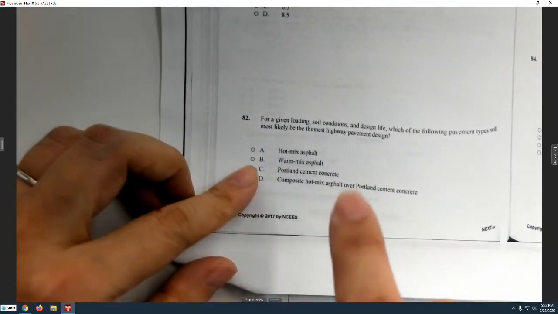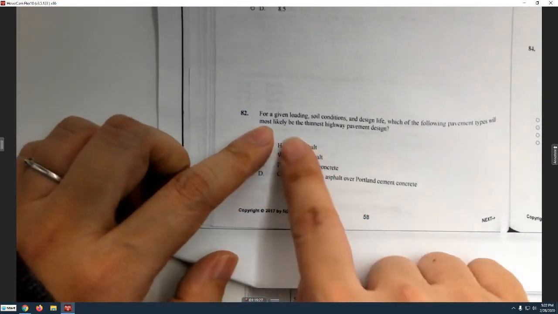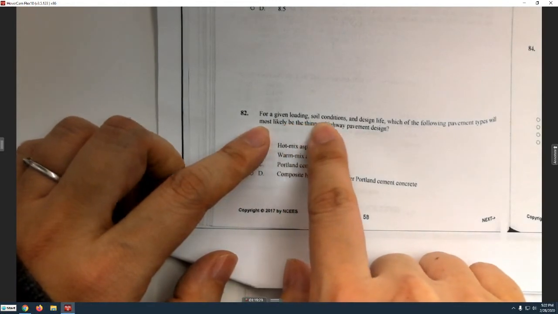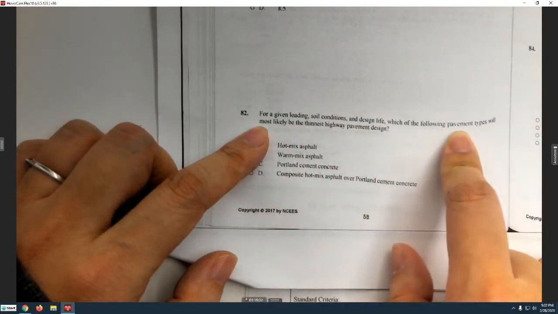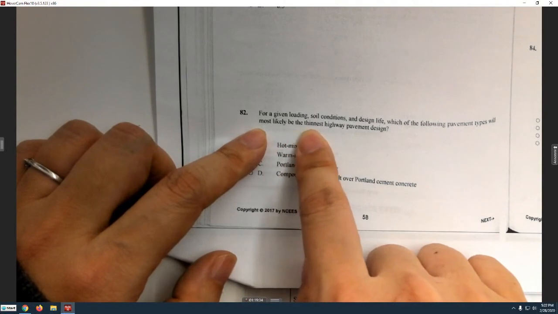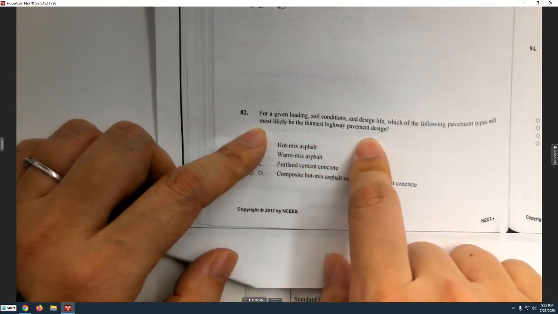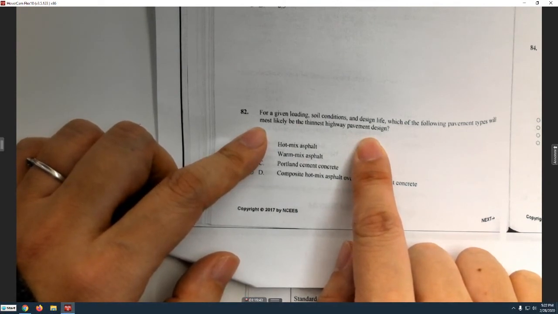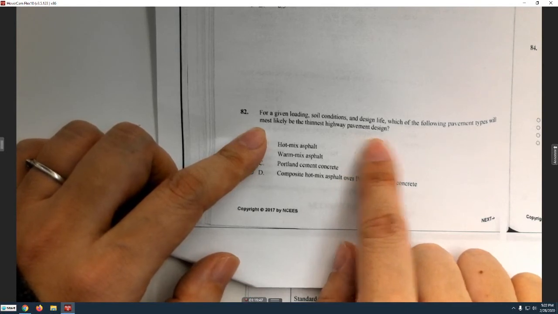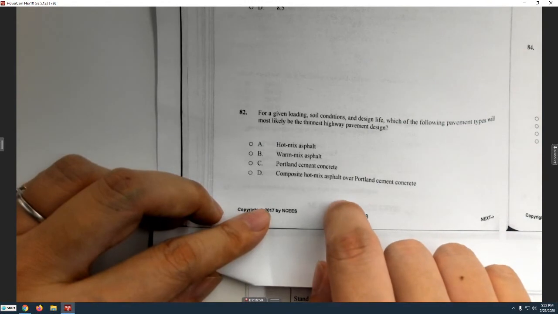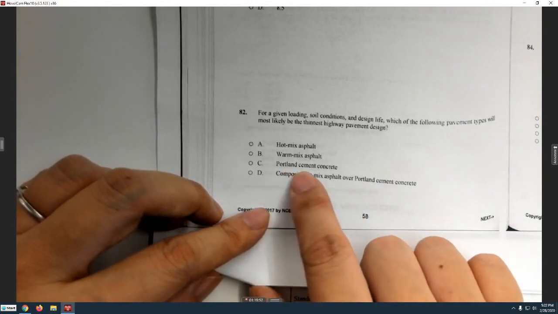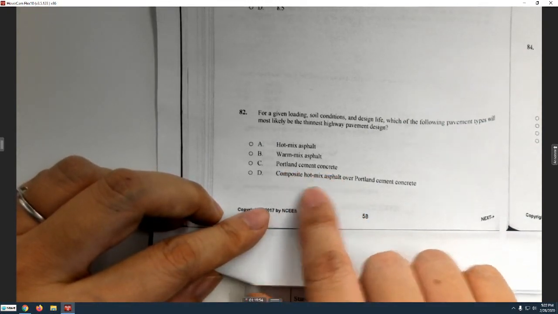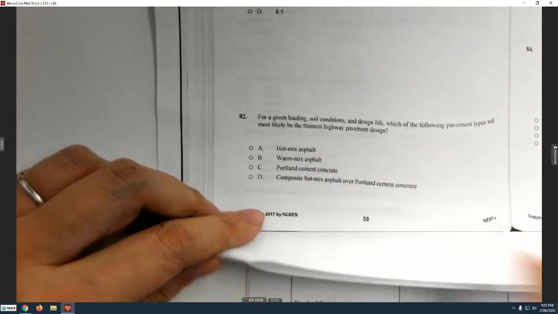82. This is something you also want to memorize. For a given loading, soil condition, and design life, which of the following pavement types will most likely be the thinnest highway pavement design? You need to remember asphalt: as long as it involves asphalt, it's typically thicker. Okay. So the rigid concrete will be the thinnest. So the answer is C. Okay, Portland cement concrete will be thinner. All the others have some asphalt.